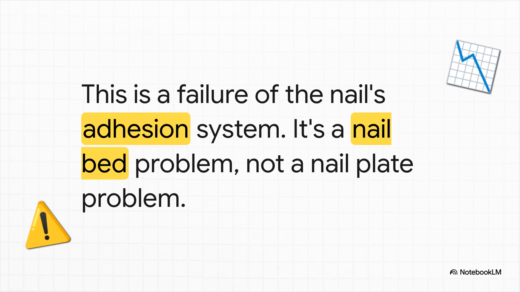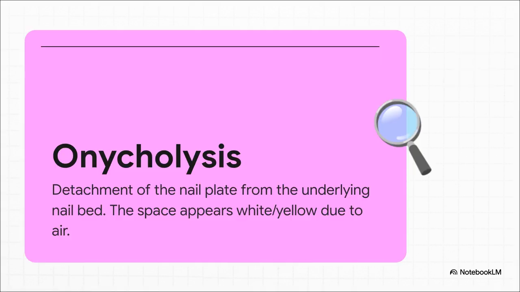Here we're seeing another fundamental failure, this time in the nail unit's adhesion system. And the key clinical pearl here, the thing to always remember? This is a nail bed problem, not a nail plate problem. The anatomy is pretty straightforward. A problem with the nail bed or the hyponychium leads to this separation. The space that's created fills up with air and debris, and that's what gives it that classic white or yellowish look. The nail plate itself is often totally normal.